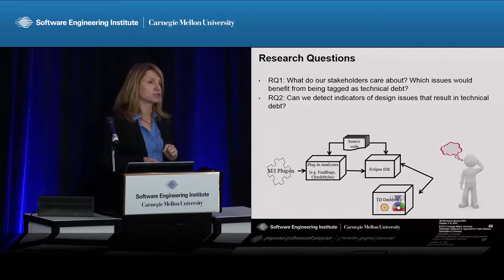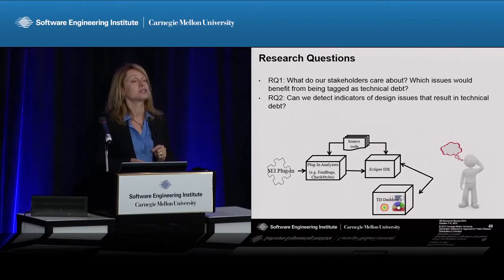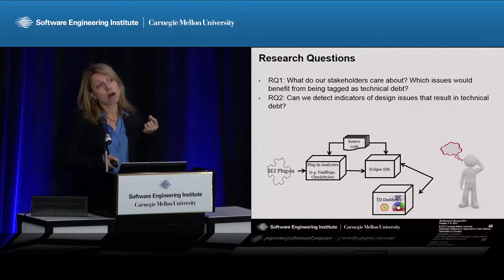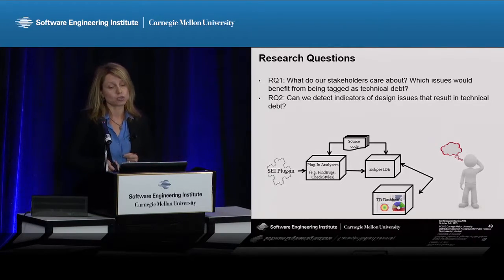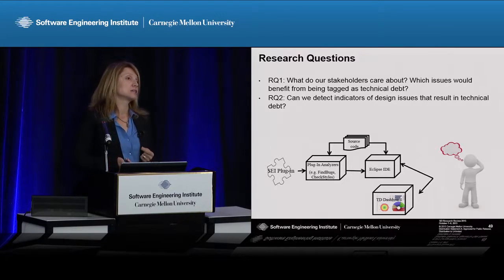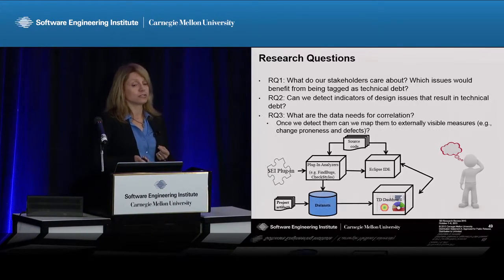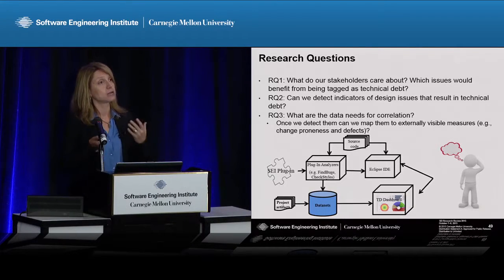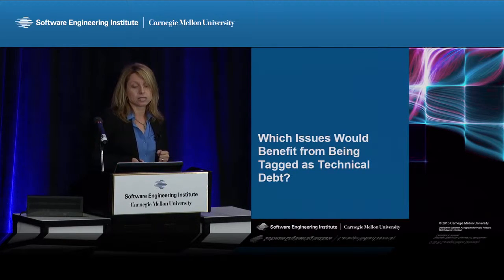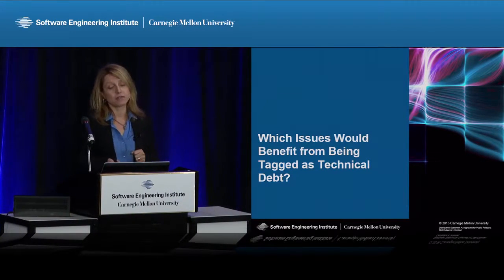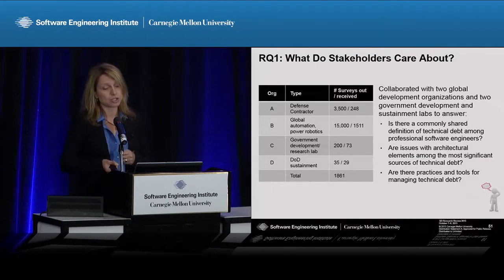Second is where the rubber hits the road. Can we actually detect any of these issues that are really higher priority and can actually reduce the overall resources, especially during sustainability? And the bottom line of this kind of work is data. What kind of data should organizations be collecting and what do we correlate with? So let me start with the stakeholders and what kind of issues would benefit from technical debt management.